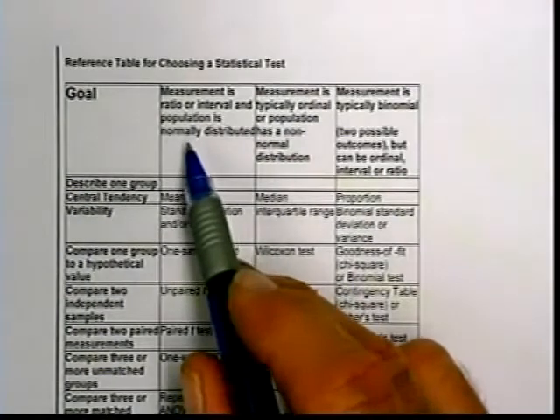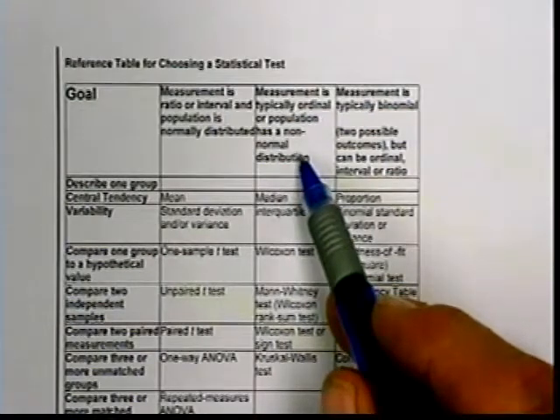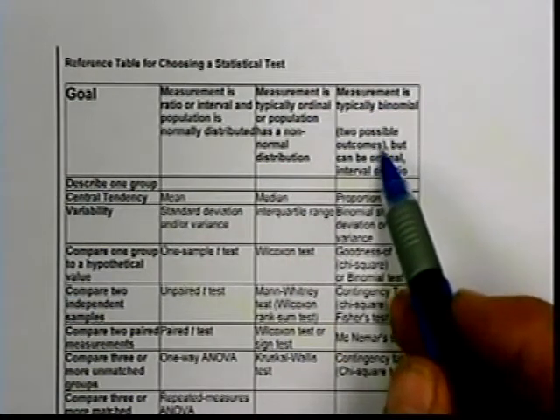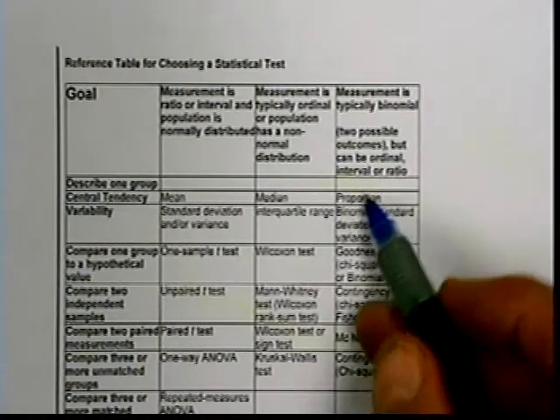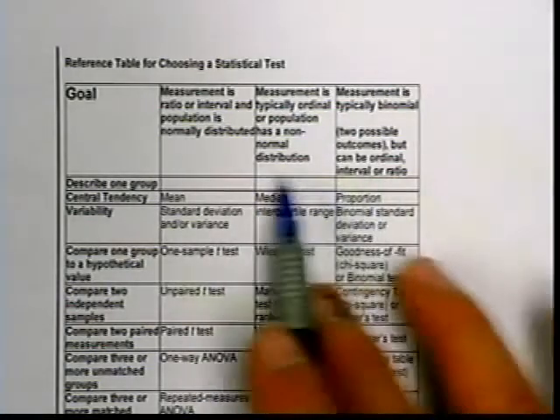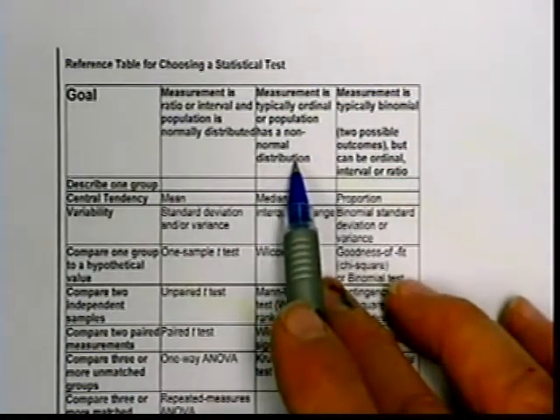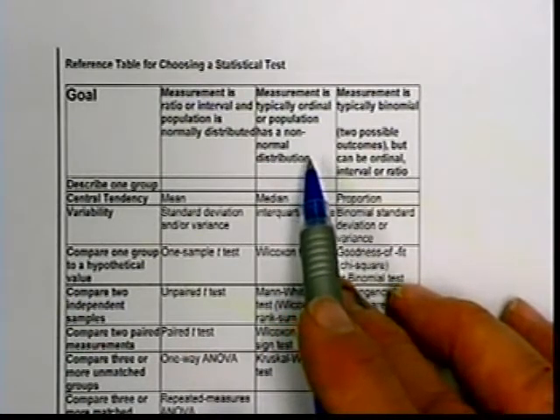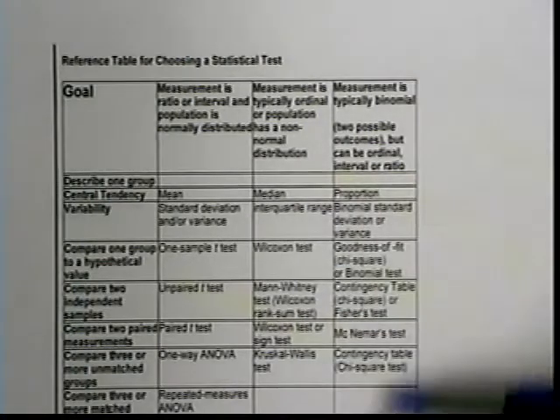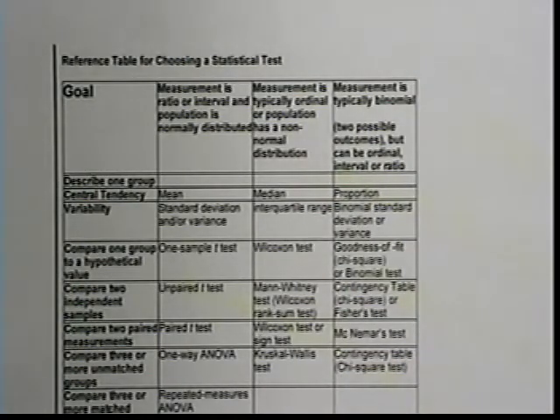Going across the top here, we have the measurement as a ratio or interval. It's an ordinal measurement, or it's a nominal. But you can also use this test on ordinal, interval, ratio, or you can also use it on interval or ratio if it's a non-normal distribution. A lot of these tests, over in these last two columns, are going to be non-parametric.